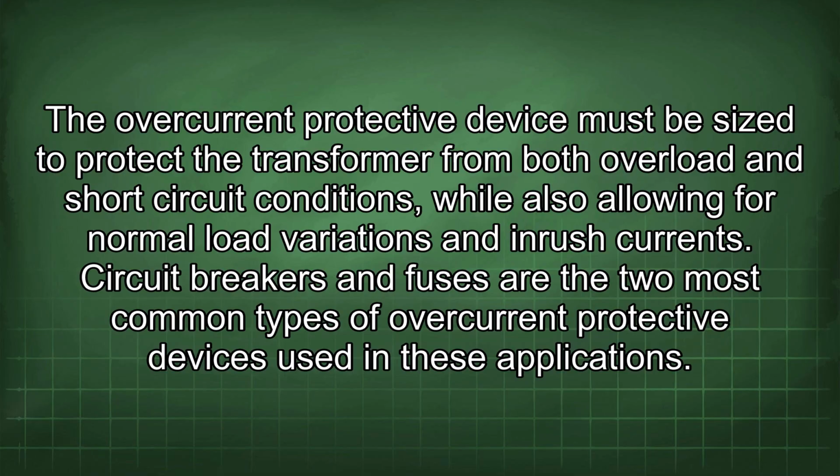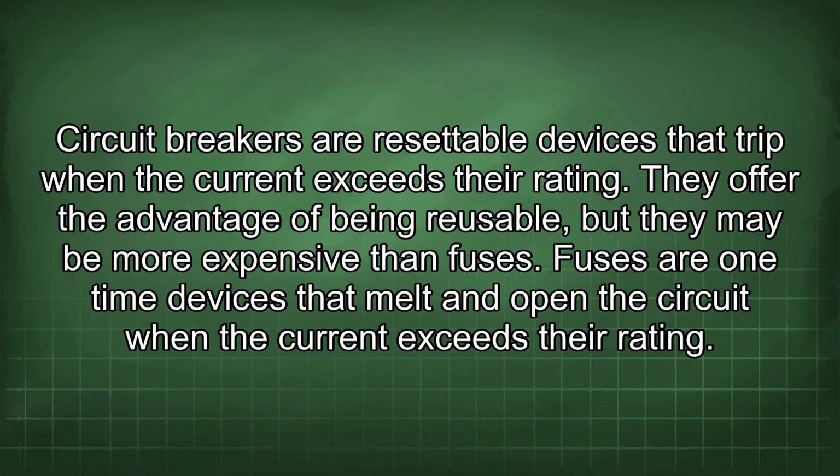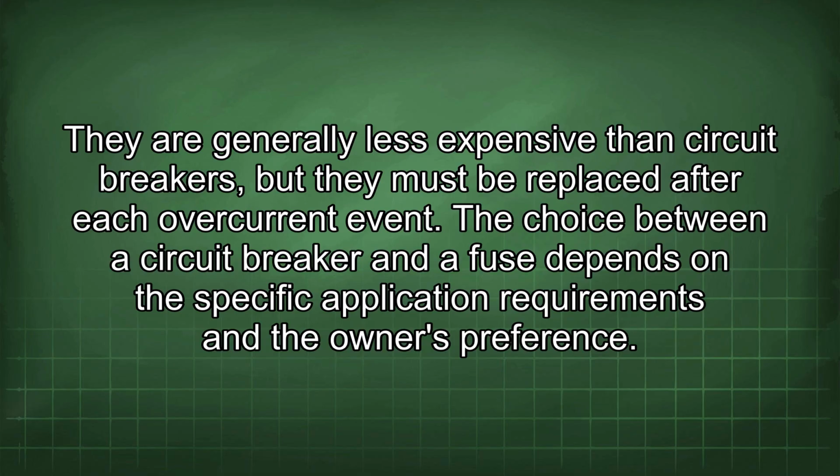Circuit breakers and fuses are the two most common types of overcurrent protective devices used in these applications. Circuit breakers are resettable devices that trip when the current exceeds their rating. They offer the advantage of being reusable, but they may be more expensive than fuses. Fuses are one-time devices that melt and open the circuit when the current exceeds their rating. They are generally less expensive than circuit breakers, but they must be replaced after each overcurrent event. The choice between a circuit breaker and a fuse depends on the specific application requirement and the owner's preference.